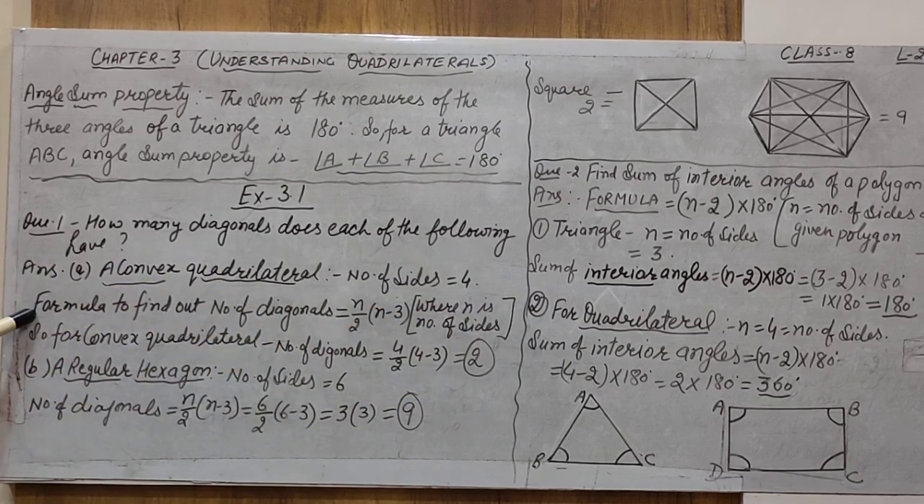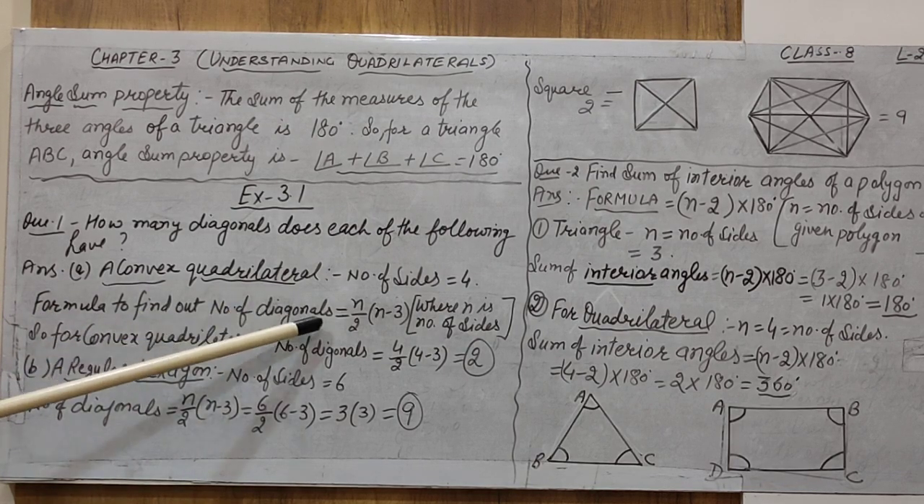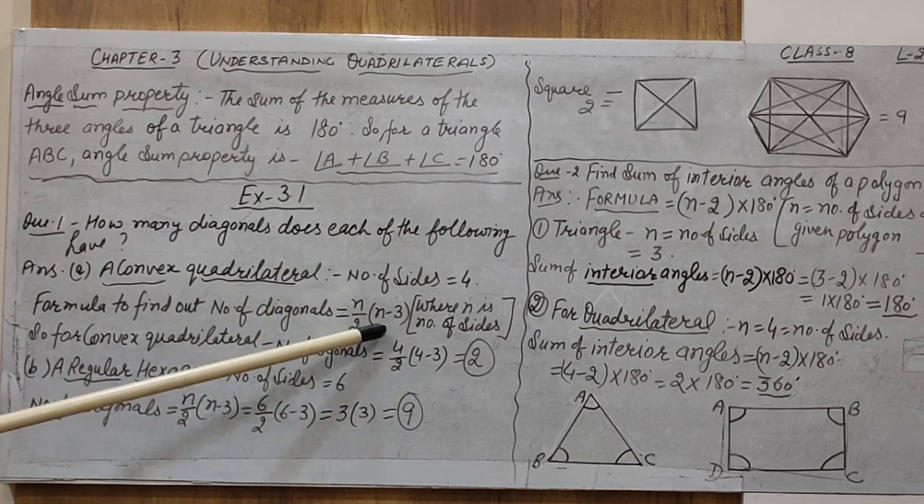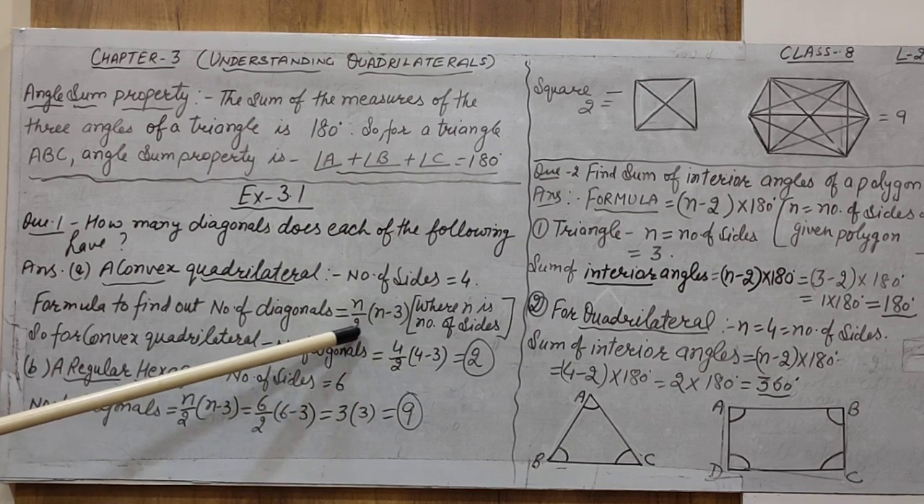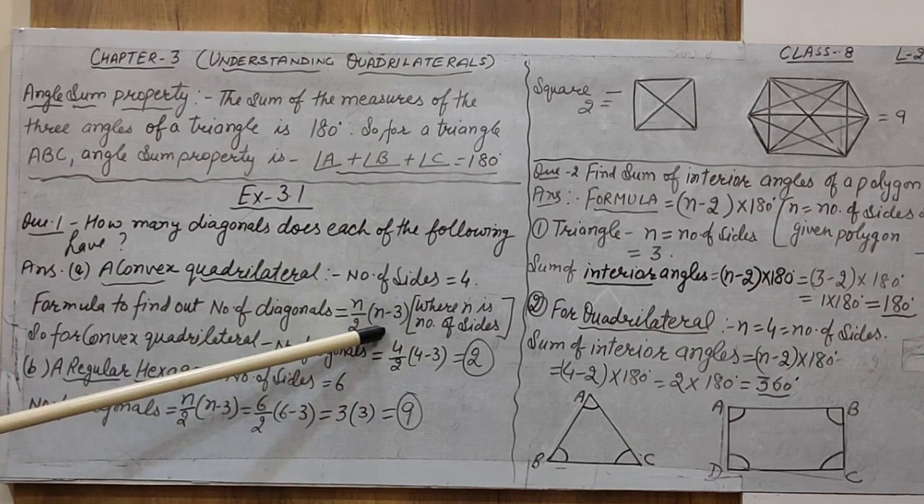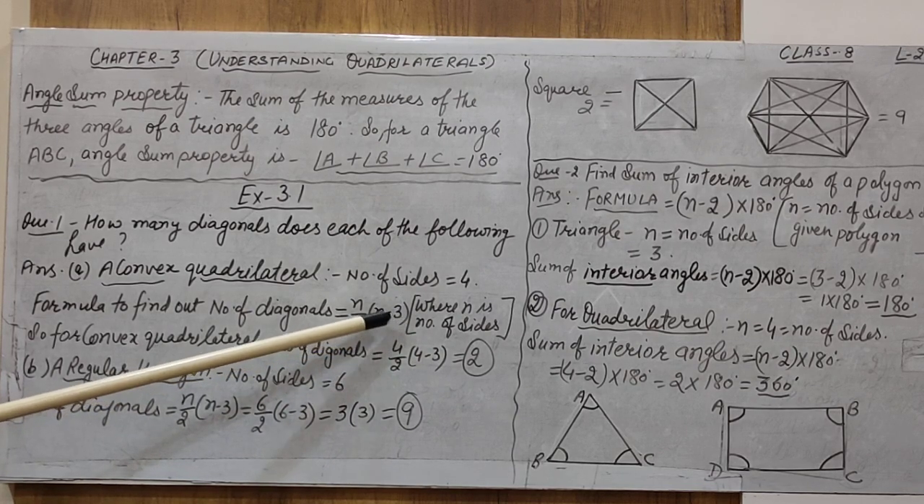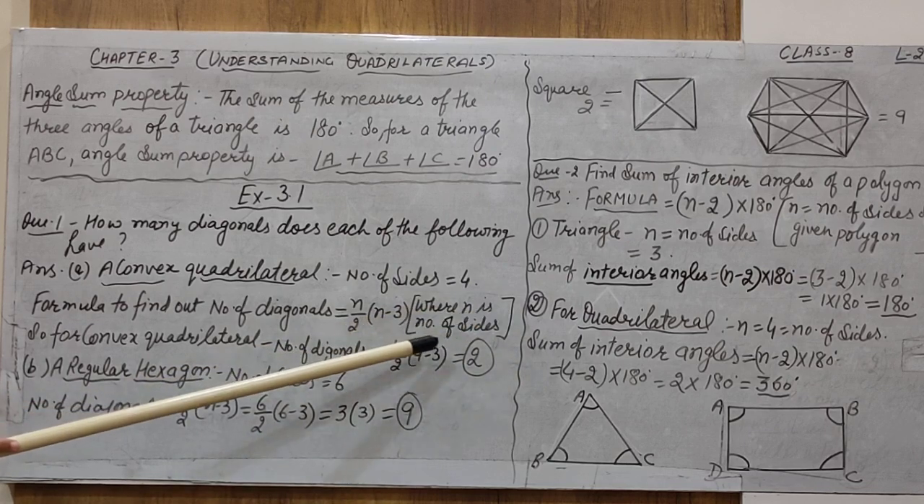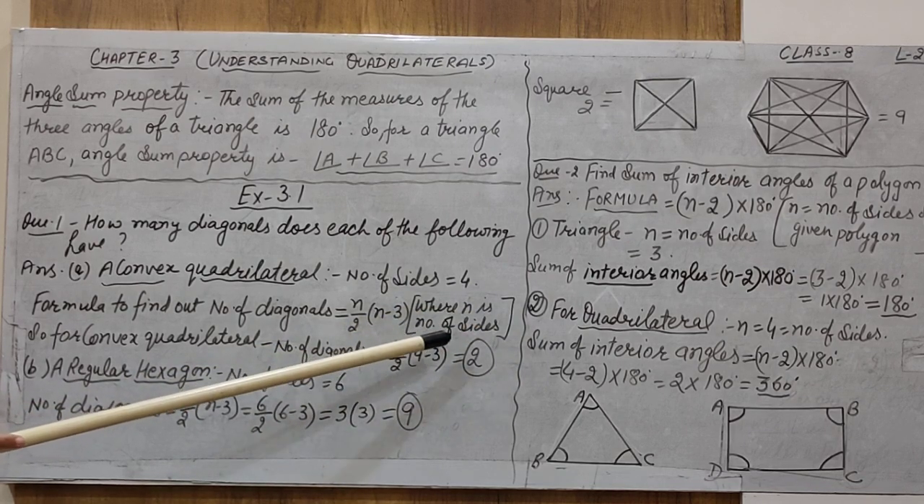Then you must understand and remember the formula to find the number of diagonals. The formula for the number of diagonals is n divided by 2, multiplied with n minus 3. When there is no sign, we must multiply these two factors. The factor n minus 3 is a linear factor in the bracket. So n by 2 is multiplied with n minus 3. What is n here? n is the number of sides of the given polygon.